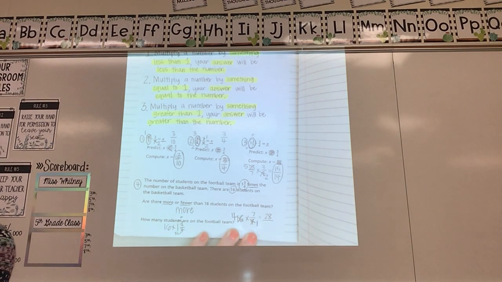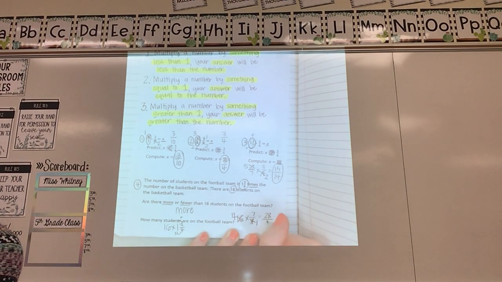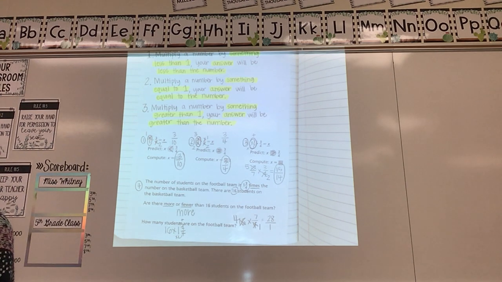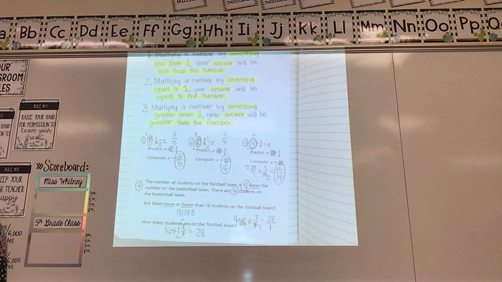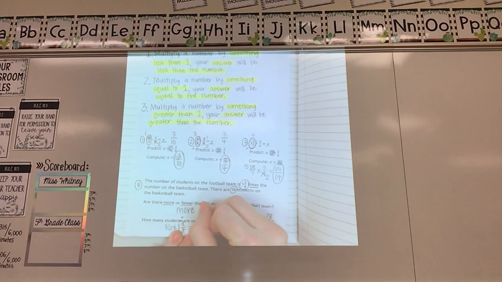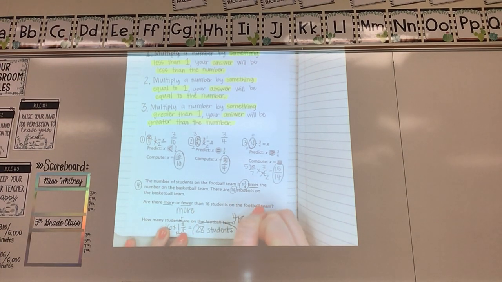And what is my bottom number? A 1. What would 28 over 1 be? How many 1s would fit into 28? That would just be a big 28. And don't forget, on a word problem, I do need a label. What would my label be here? It only needs to be one word, but we have to be careful to choose the right word, which is students. 28 students would be my answer.